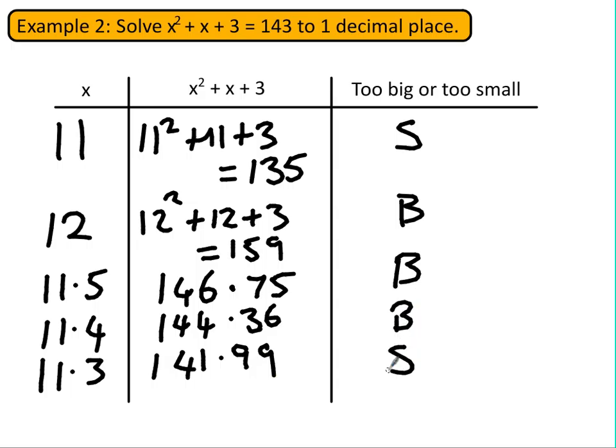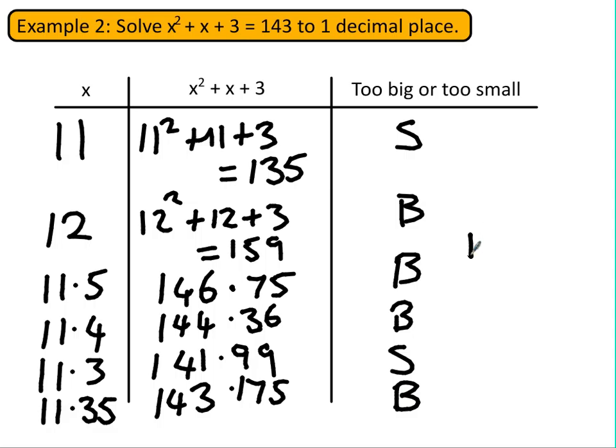So our answer to one decimal place is either 11.3 or 11.4. So just like last time, we need to input 11.35 to help us determine which of those two answers is the correct one. So if I square 11.35 and add 11.35 and then plus 3, I get 143.175. Now this one is still too big, but only just, which means my answer must be between 11.3 and 11.35. So to one decimal place, the answer is 11.3.